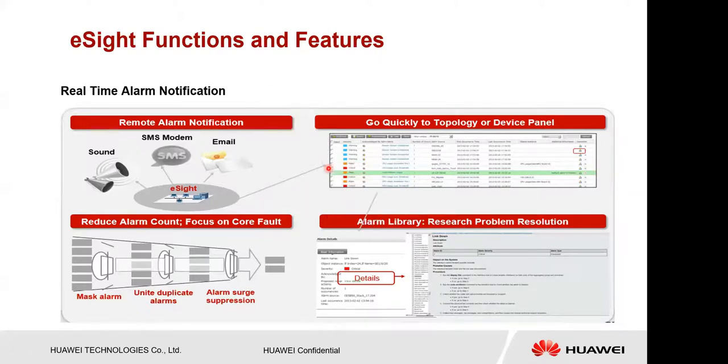eSight also supports real-time alarm notification, which will notify the admin of eSight or the user of eSight. For example, if there is any alarm, it will trigger a sound. And if you want it to be sent to your email or SMS, you can also configure it on eSight. Once the alarm is generated, you can go quickly to the topology or the device panel by clicking one of the icons here. After that, you can also see the procedure or the troubleshooting steps that you can do to clear or maybe acknowledge this alarm.